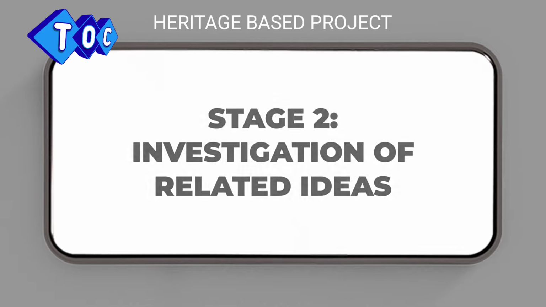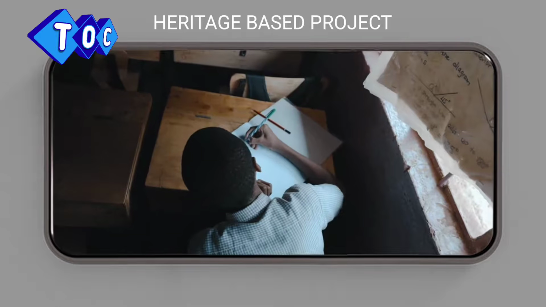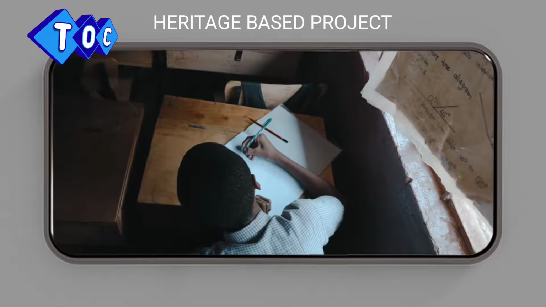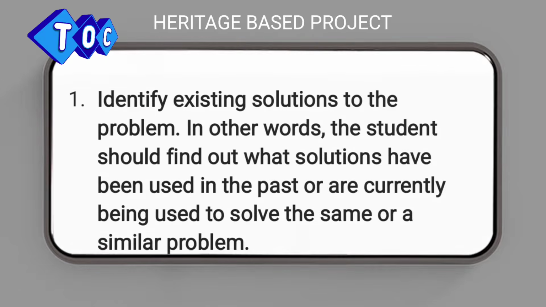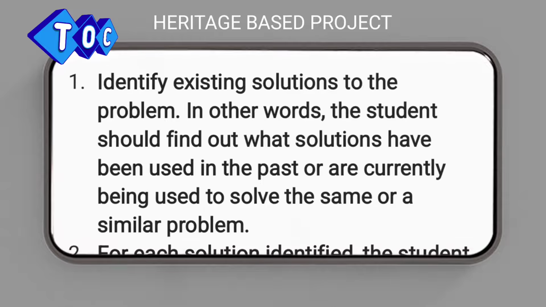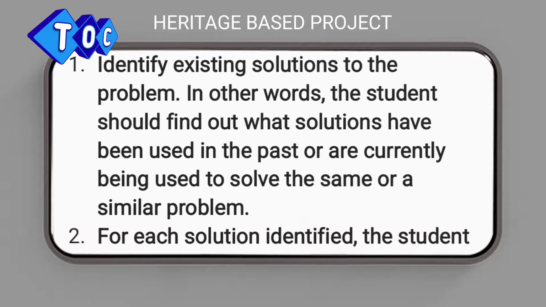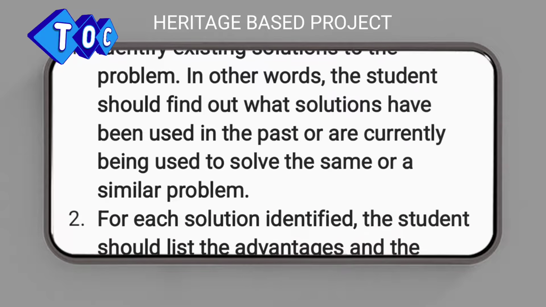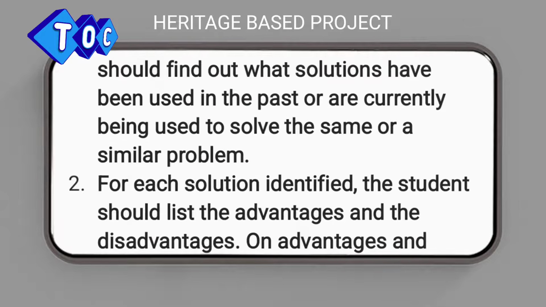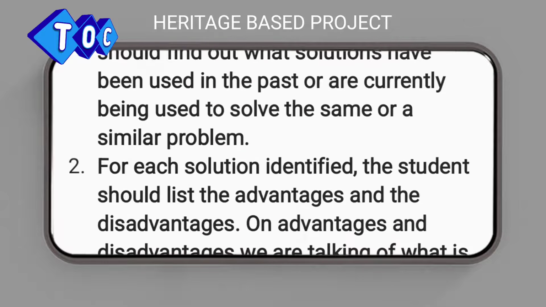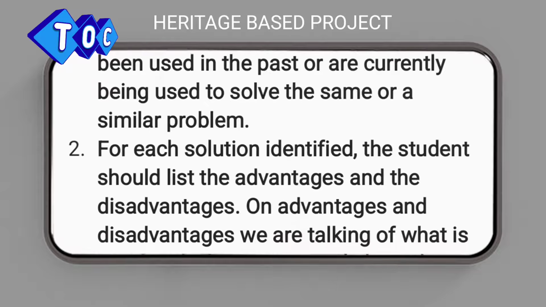Stage 2, investigation of related ideas. At this stage, the student is required to do 4 things. These things are as follows. Number 1, the student is required to identify the existing solutions to the problem. In other words, the student should find out what solutions have been used in the past or are currently being used to solve the same problem or a similar problem.